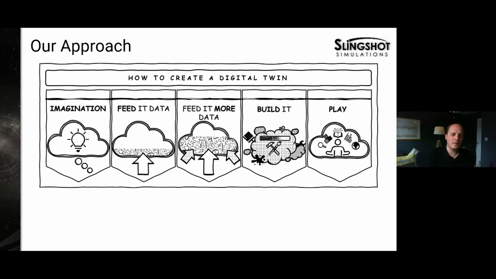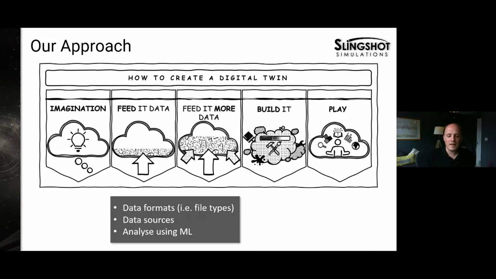Don't limit yourself. Think about sci-fi. Think about all those different possibilities of what's possible. You then feed it data, feed it more data, probably feed it more data again, and then do something intelligent with it. In terms of feeding it data, what we're talking about here are some key challenges that we need to address. We need to understand the data formats, in terms of everything from file types.